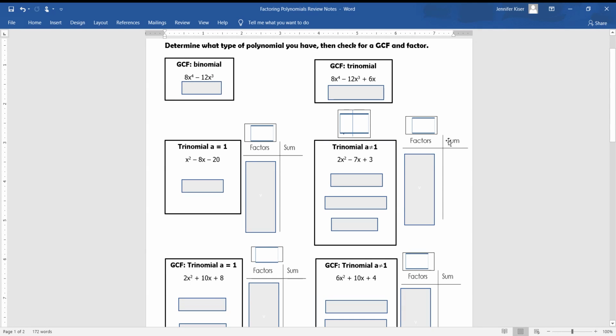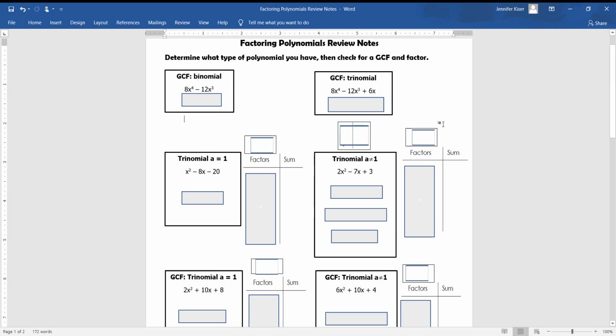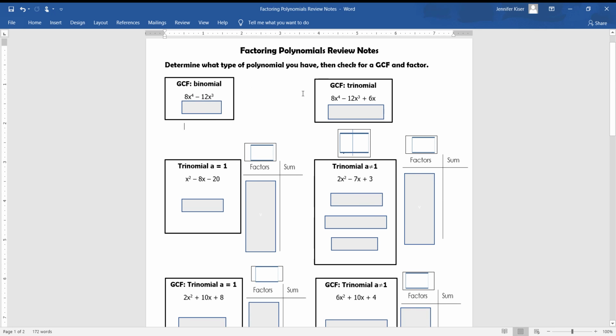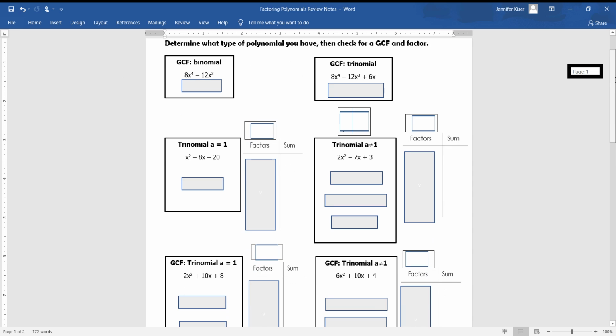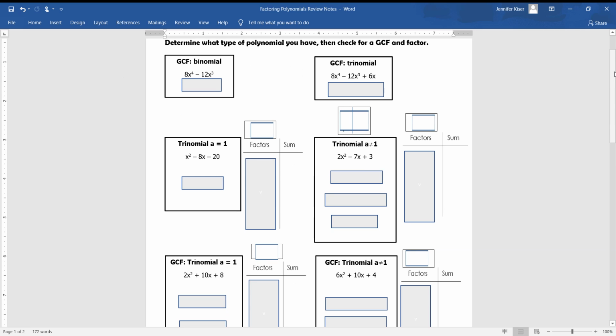So today you're reviewing how to factor polynomials. So for this first one here, this is a binomial because you just have two terms here. And remember, no matter what it is, you should always be checking to see if there's a GCF you can factor out first.